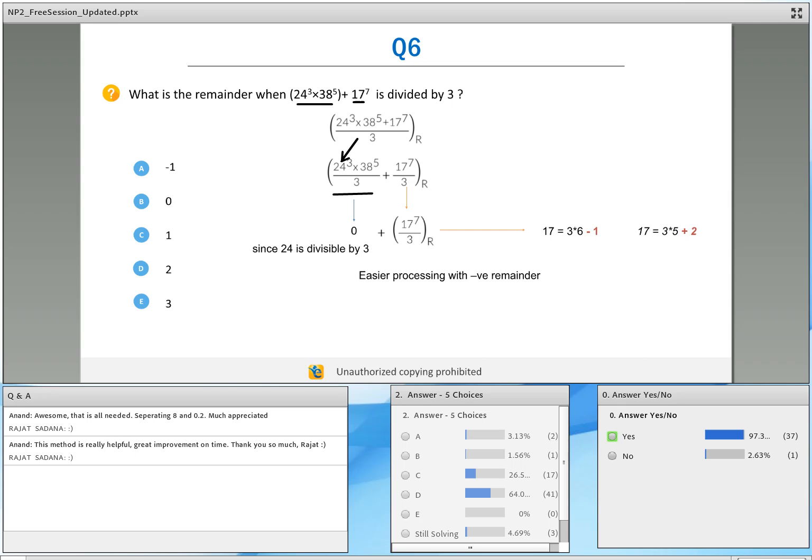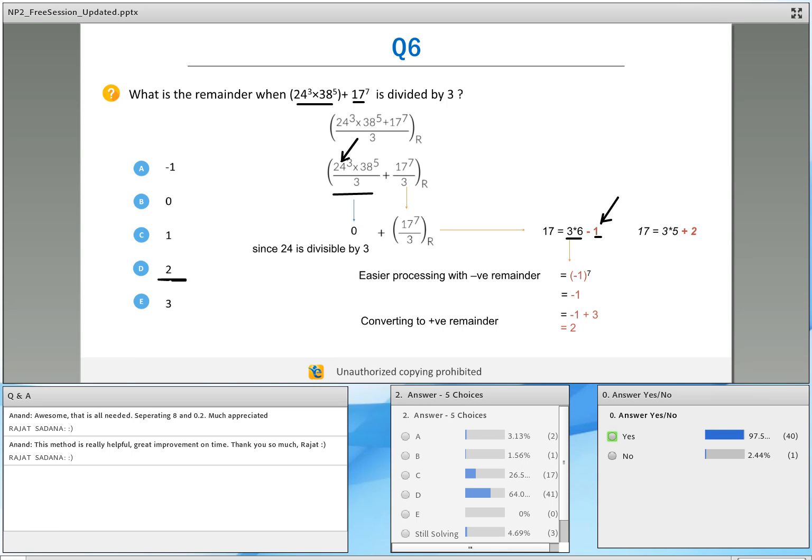So why? Because 1 has an easier processing than 2. Because when we do that, everything has to be to the power of 1 only. So what is the remainder of 3 times 6 minus 1? Because this is divisible by 3, it's minus 1 to the power 7. So it's minus 1. Now minus 1 is a negative number, so that can't be a remainder. So we convert it to a positive remainder by adding 3 to it, and you get your answer as plus 2, which you guys got.